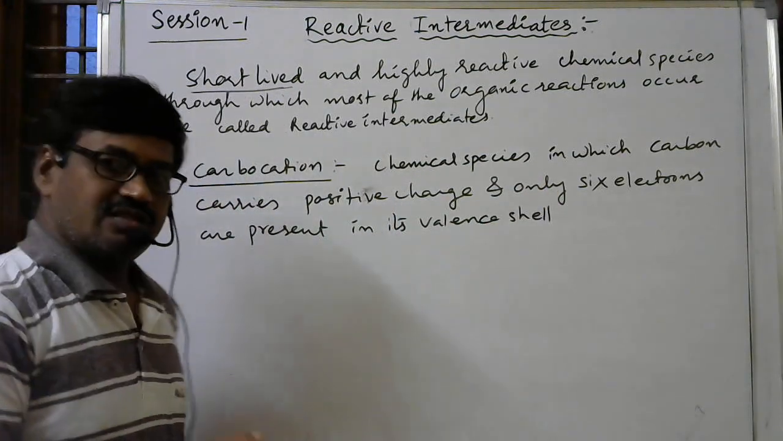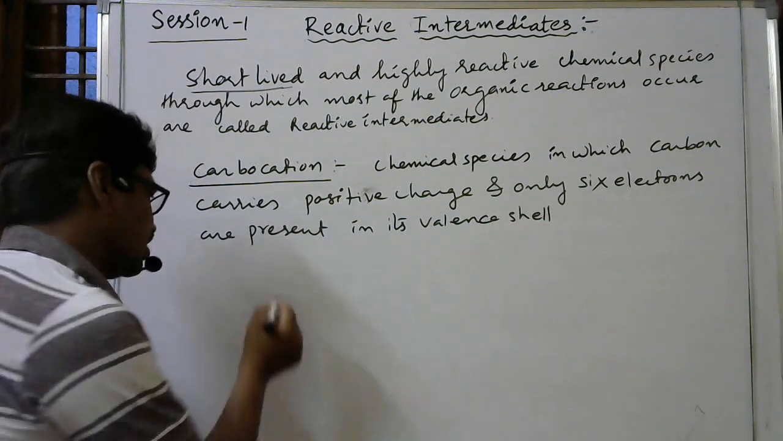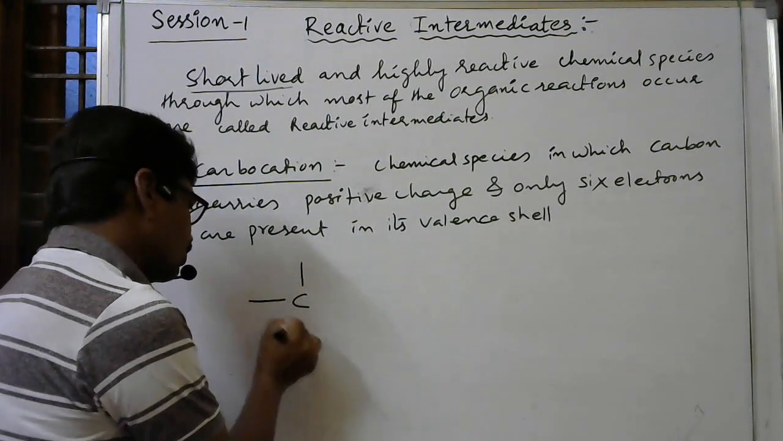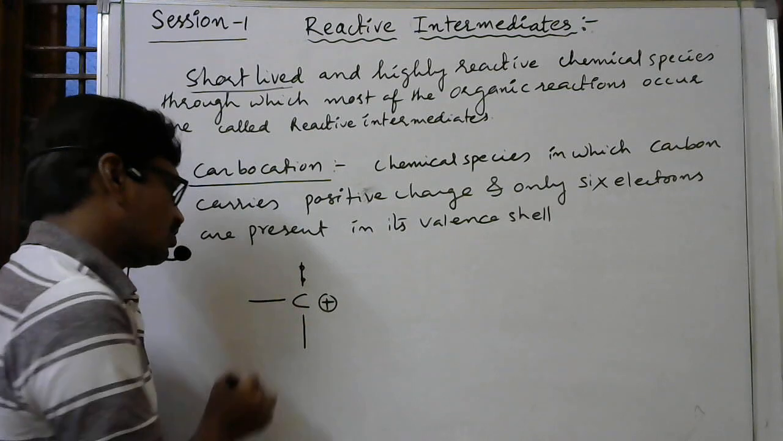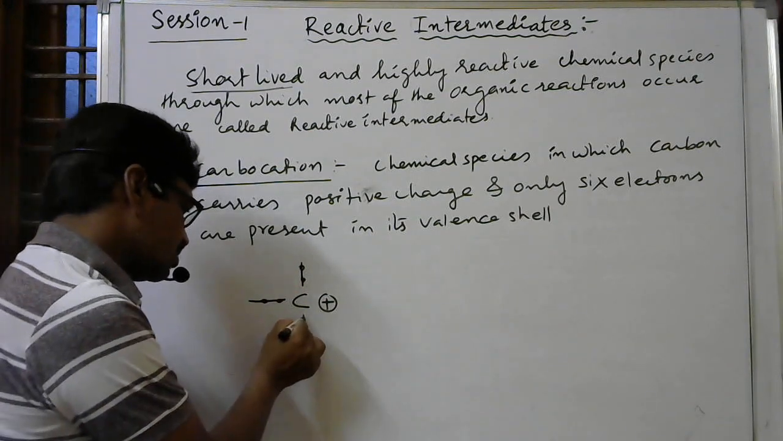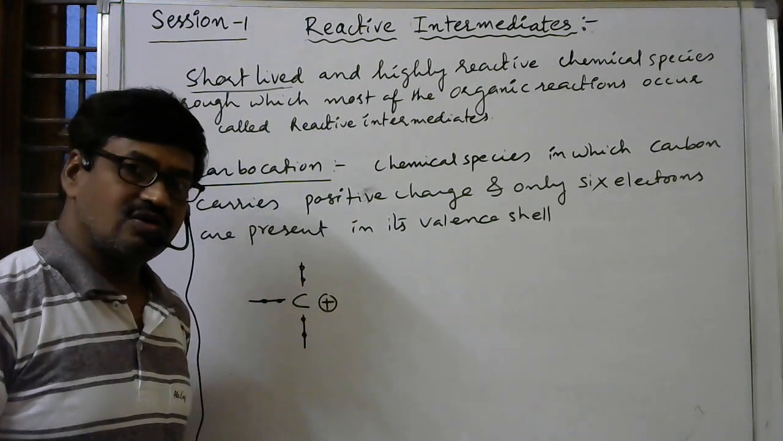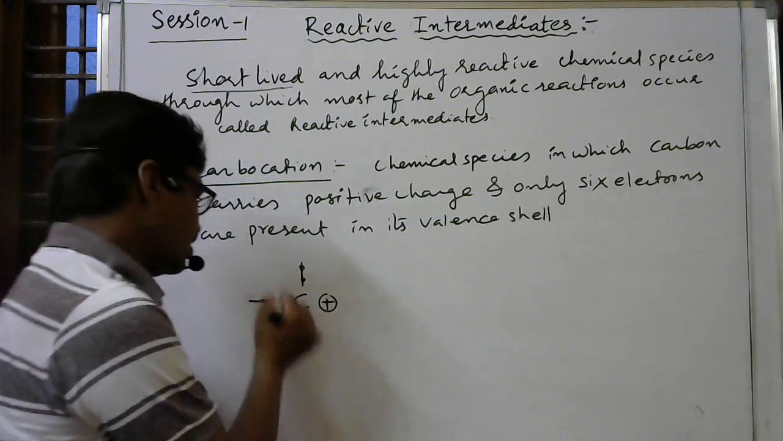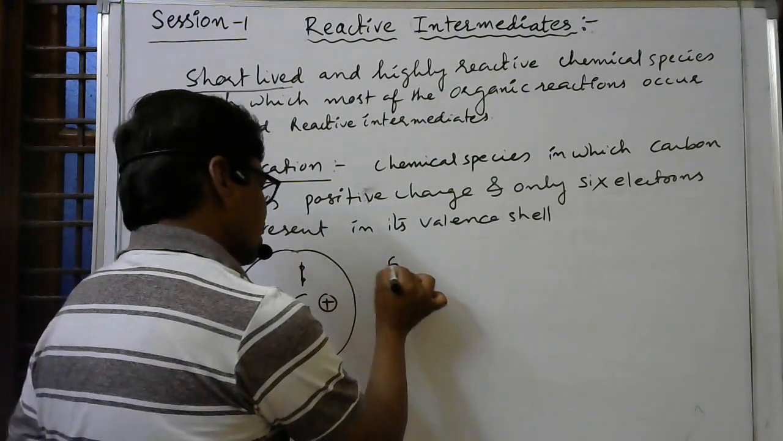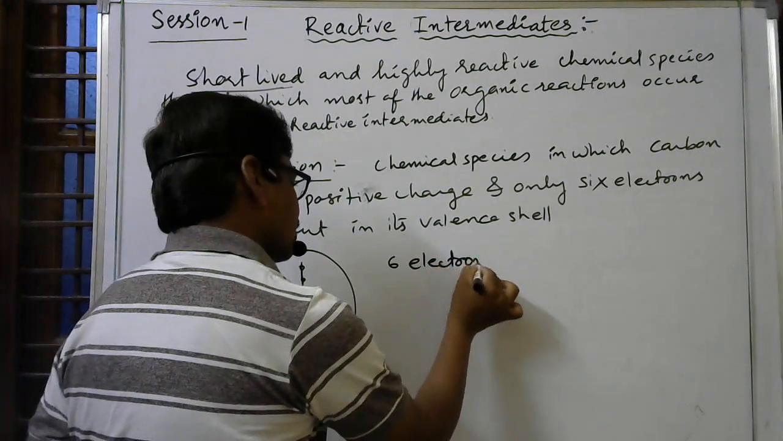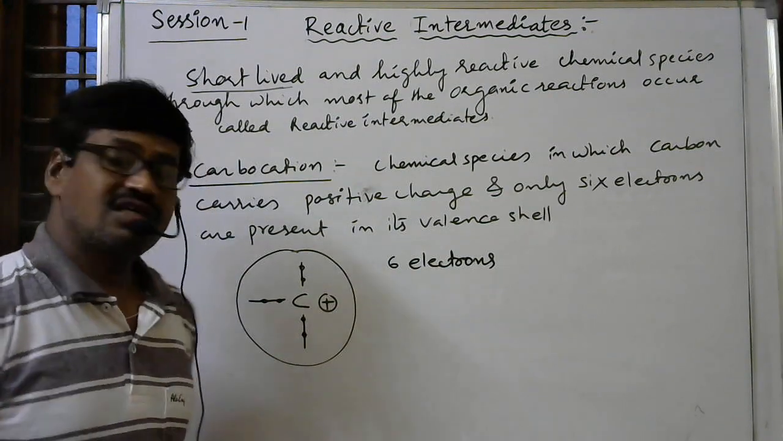Otherwise, in a particular molecule, around the central atom we have to count how many bonds are present and how many electrons are in those bonds. See here, carbon has one group, one group, one group, and a positive charge. Each bond is nothing but 2 electrons, and these are all monovalent groups attached to this carbon atom. Three bonds means 6 electrons are present along with the positive charge. So it is not an octet; it is electron deficient.